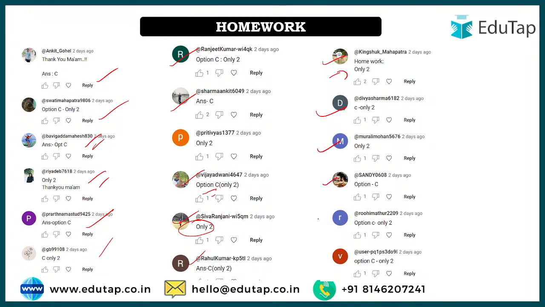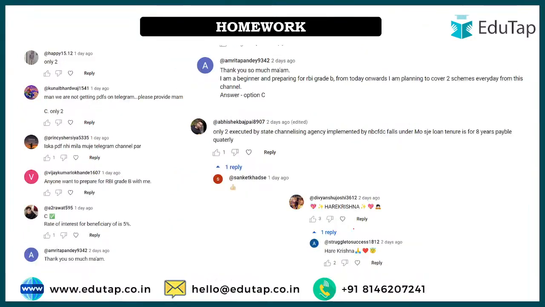Sandhya saying the right answer. Ruhi saying the right answer. We have user saying the right answer. We have Happy saying the right answer. Happy, please mention the option number also. And Kunal said the right answer. Kunal, I'll talk to the team if you're not getting the PDF. But usually we provide it within a 24 hour span. So if within that time period you are not getting it, I will talk to the team. Okay, Princey, I will share the same. Vijay, okay. Then we have Rawat saying the right answer, and Amrita, welcome Amrita.